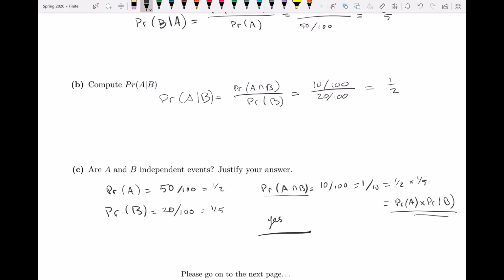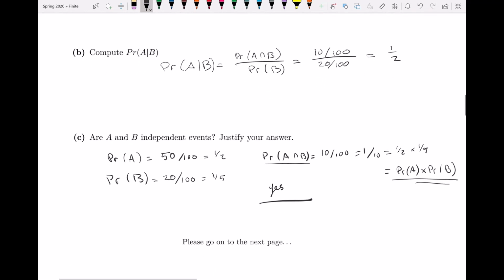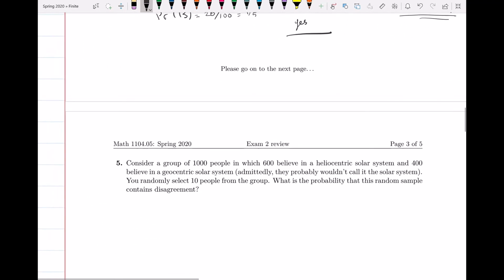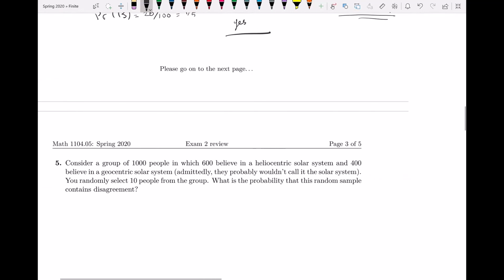If the numbers were even slightly different, then they wouldn't be independent events. Alright, on to the next one.